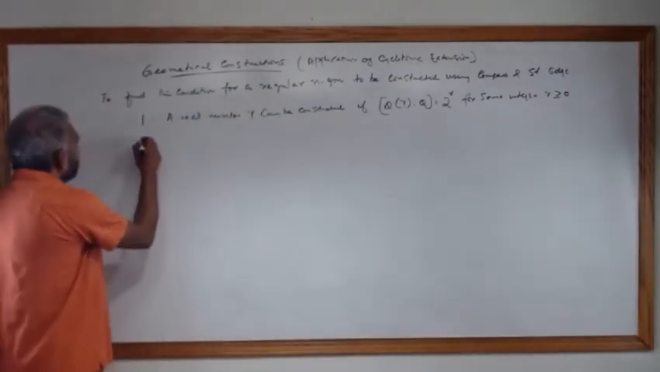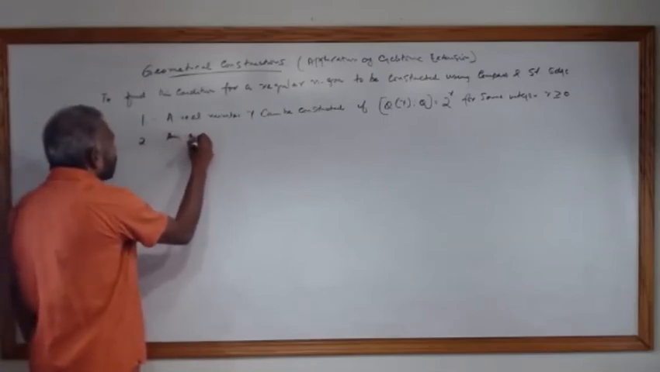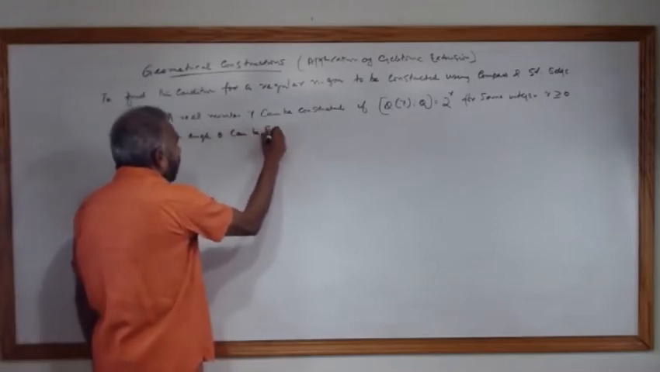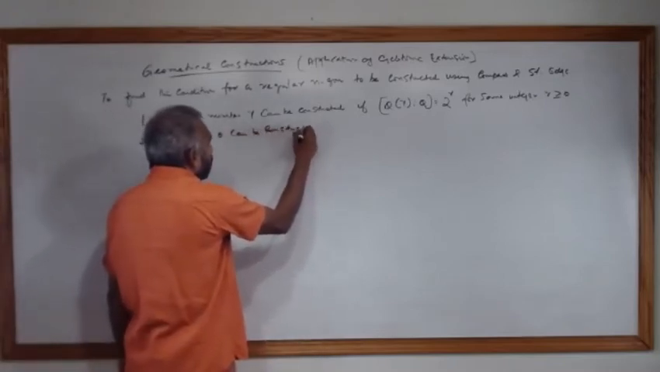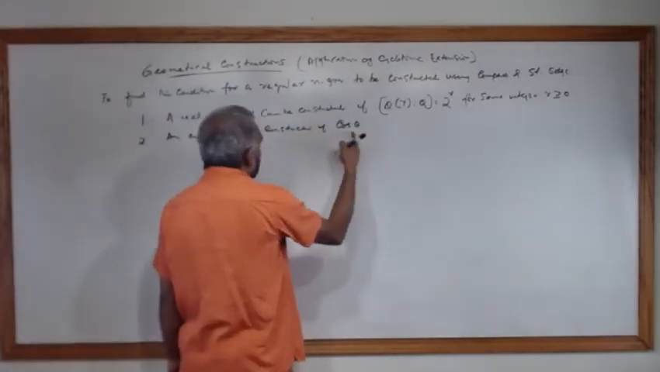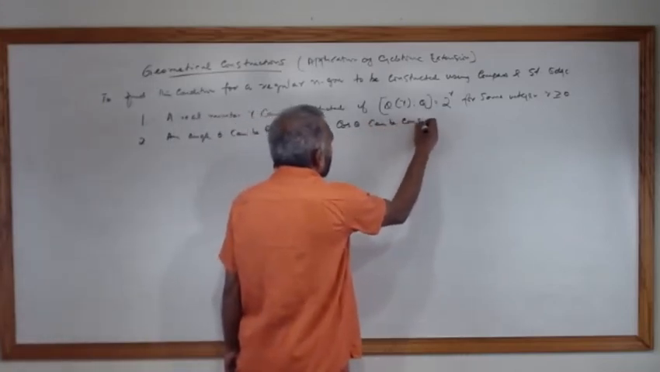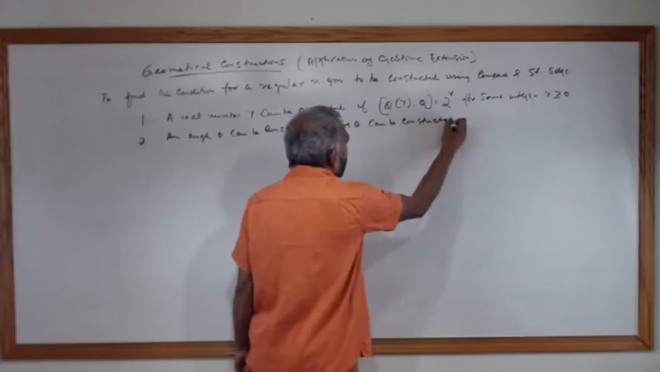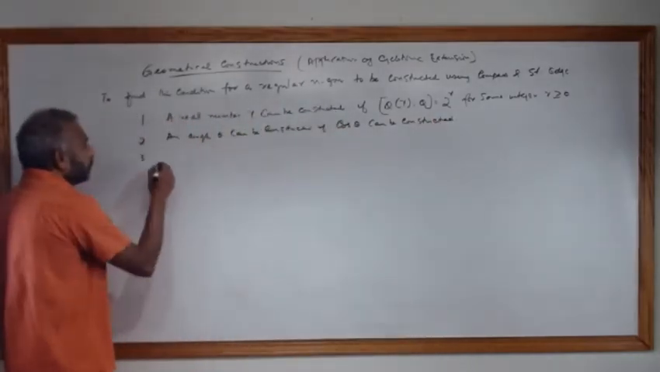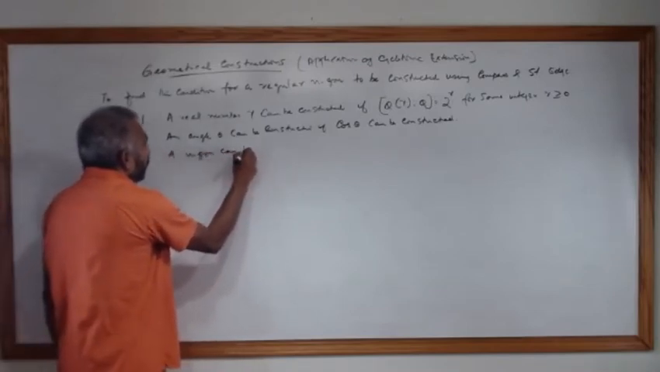The second result is an angle theta can be constructed if cos theta, as a real number, can be constructed. And the third result is an n-gon can be constructed.